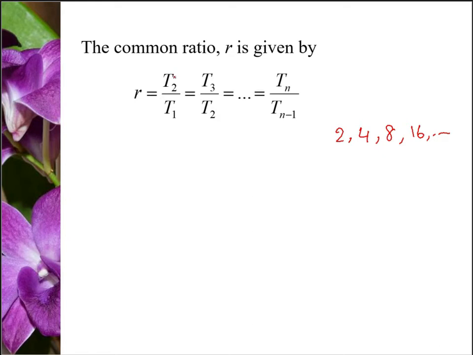The common ratio is given by the formula Tn over Tn minus 1, which means that if we want to find the common ratio of this sequence, we have to divide the second term by the first term, which is just 4 over 2, and you get 2 for the R, or common ratio. You can also do the same for the third term divided by the second term, the fourth term divided by the third term, and you will still get the common ratio as 2.